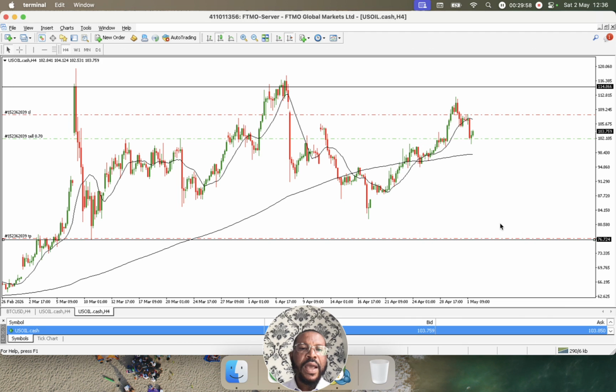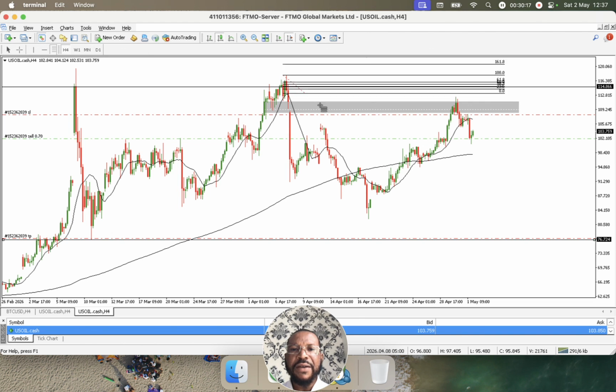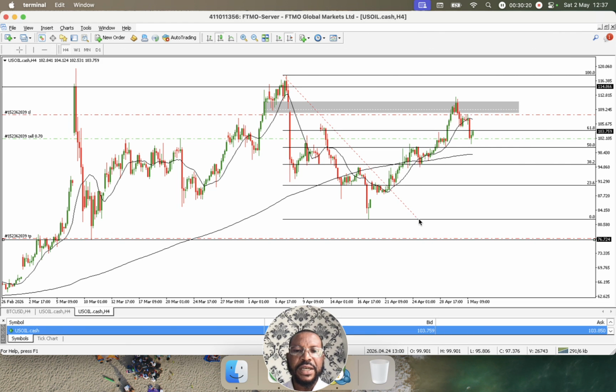So what I will now be looking at is how do I join the sellers if they come in. I said, okay, I saw a gap at this level. It's likely that this market might come to fill this gap before going back down. But first let me take my Fibonacci. I took my Fibonacci from this area to this area.